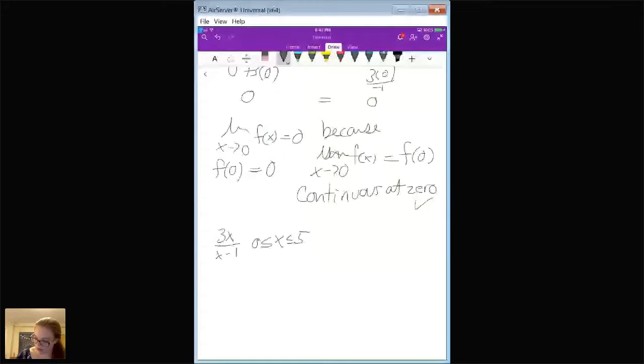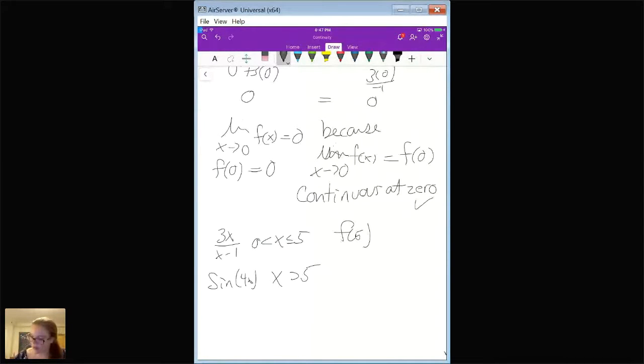Not including 0 here. There we go. Okay. And then we've got also sine of 4x from x is greater than 5. Okay. So going through our limit definition, we want to first know f of 5.